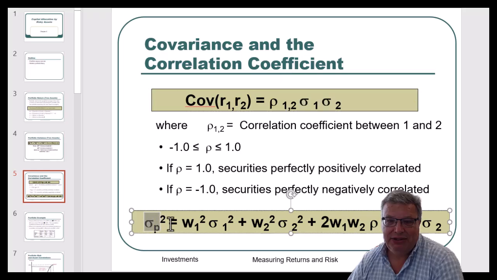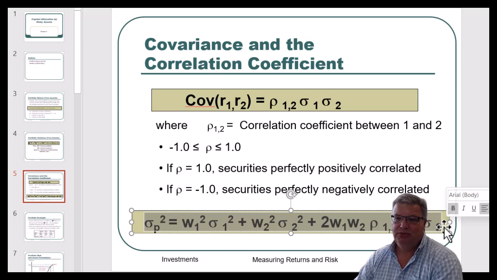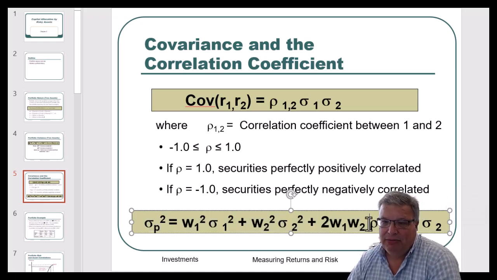So the equation that we actually use to calculate portfolio variance is this one I just highlighted, with the correlation coefficient substituted in. So why don't we do this?